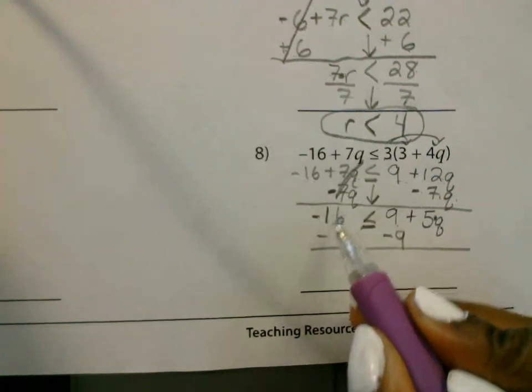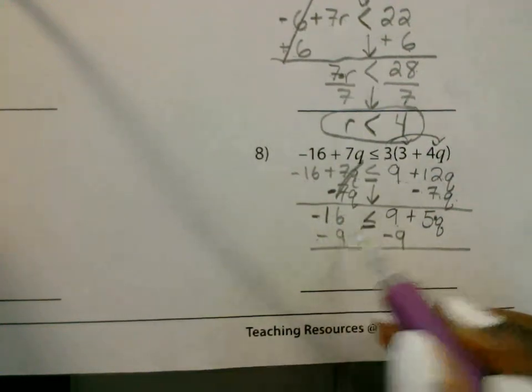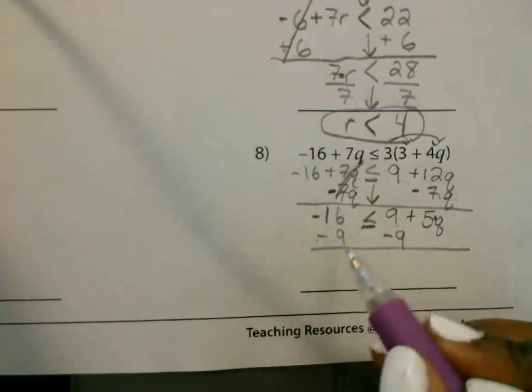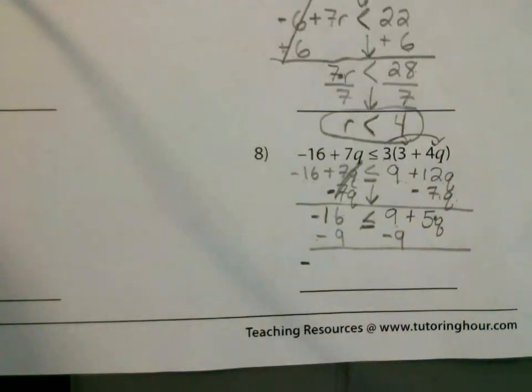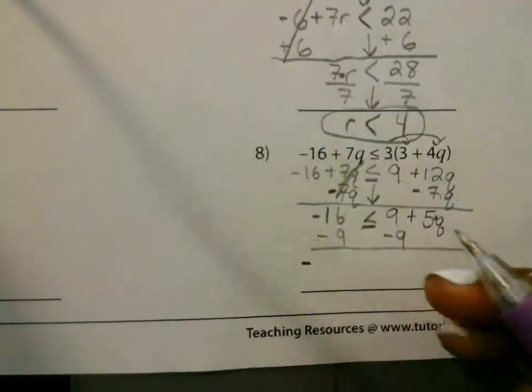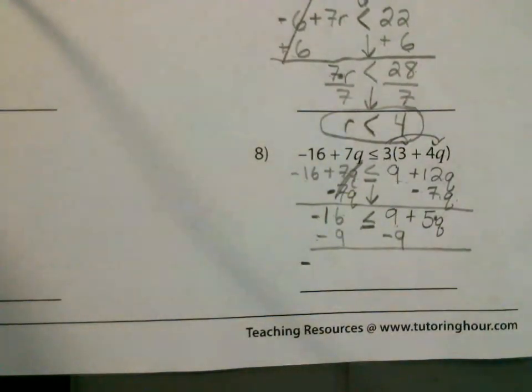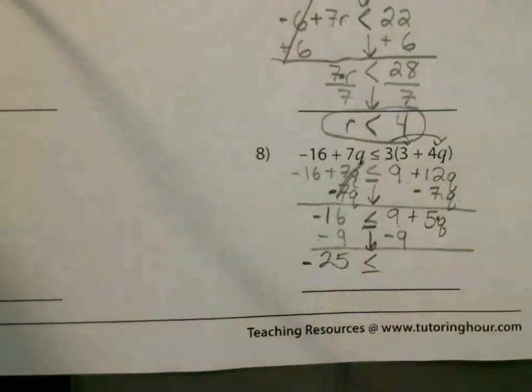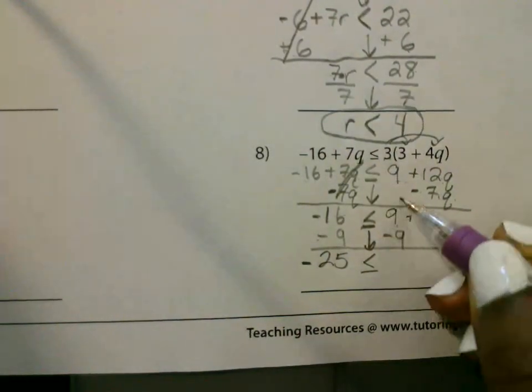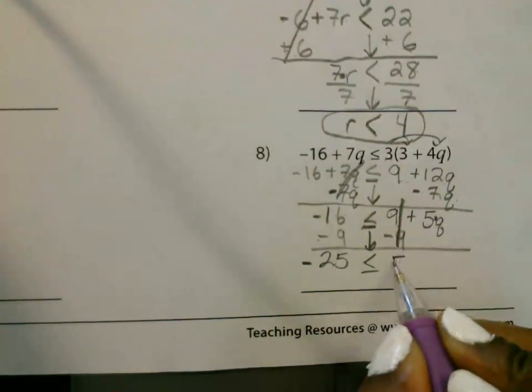So we have negative 16 minus 9. That's the same as negative 16 plus a negative 9. We know our answer is going to be a negative. What does that give us when we add those two together? Negative 25. This gives us a negative 16, 17, 18, 19, 20, 21, 22, 23, 24, 25. 9 minus 9 is 0, and we're left with 5Q.